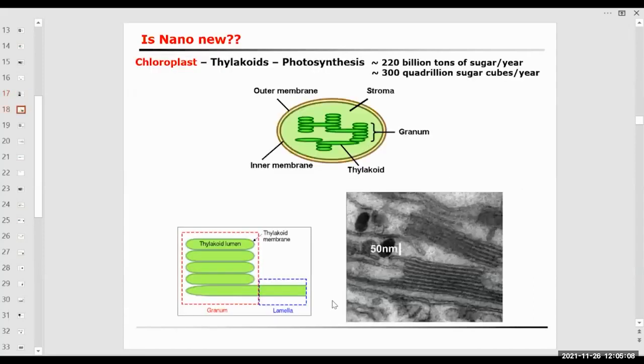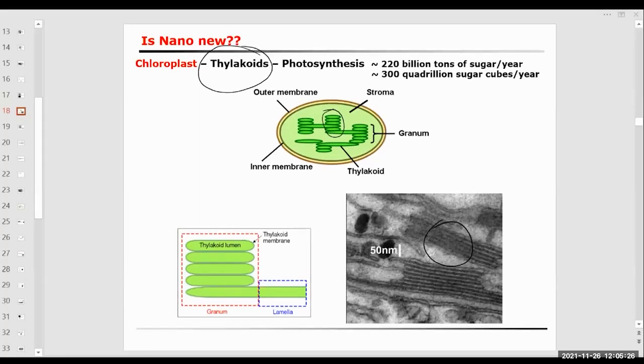If you see chloroplast, which is helpful in preparing food, plants prepare food through photosynthesis. In chloroplast, there are important constituents called thylakoids. These are the thylakoids. This is a schematic and this is a real image. Are you able to see when I'm writing? Yes, sir. We can see. Okay, so these are the schematics, but this is the real image, thylakoids.